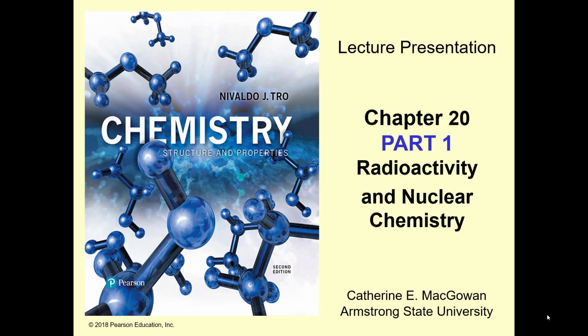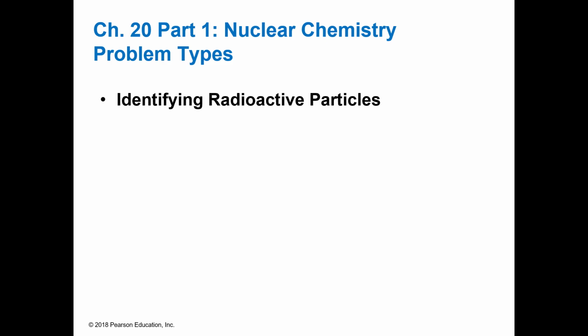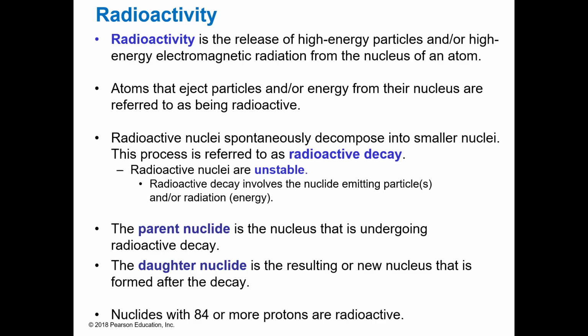And we are going to do the first part of this, which is going to basically cover what the particles look like, whether they're emitted or absorbed. And so throughout the chapter, you're going to learn the definitions of several things. We're going to do mass deficiency and nuclear binding energy. Also, we're going to balance nuclear equations, calculate half-lives, and then make sure that we understand the difference between nuclear fission and nuclear fusion. And so in part 1, we're going to identify radioactive particles.